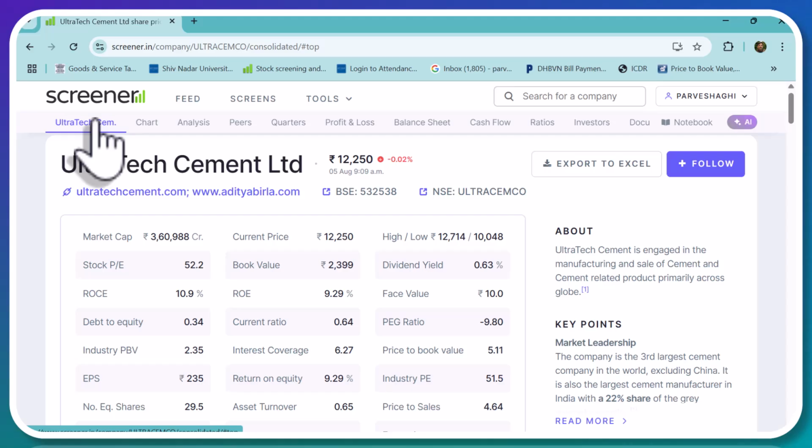Now, the PE ratio of Ultratech is 52.2. That means it's a valuation metric. It is one of the most followed valuation metrics, most followed, but not the ultimate. Now, 52 means it is trading at 52 times what it is earning.